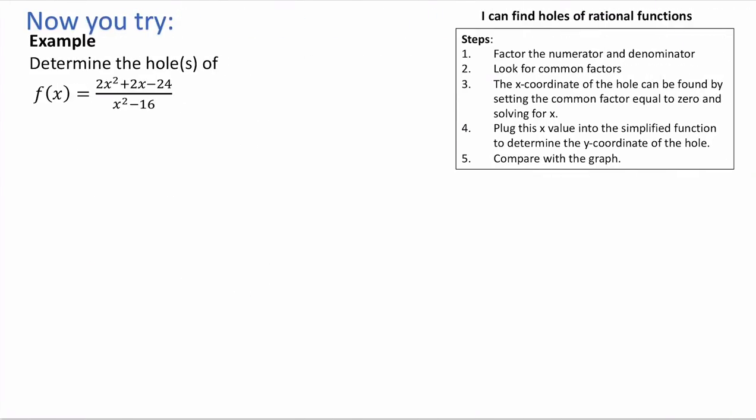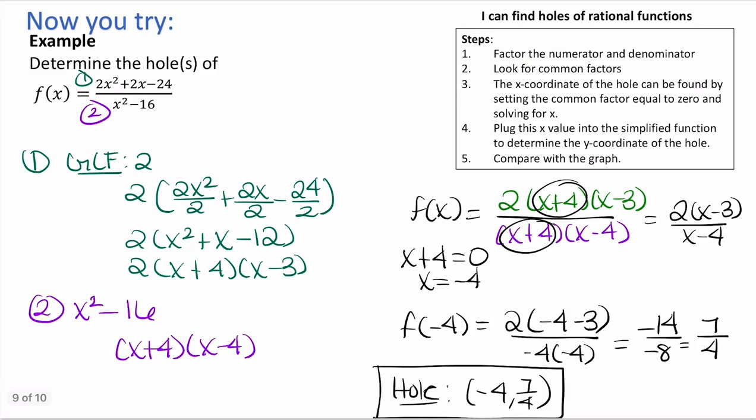Now you can go ahead and pause the video and try doing this example on your own. Here, when we factor the numerator, it has a GCF of 2, so we can factor that out. Then we have x squared plus x minus 12, which factors into x plus 4 times x minus 3. The denominator is the difference of squares, so that factors into x plus 4 times x minus 4.